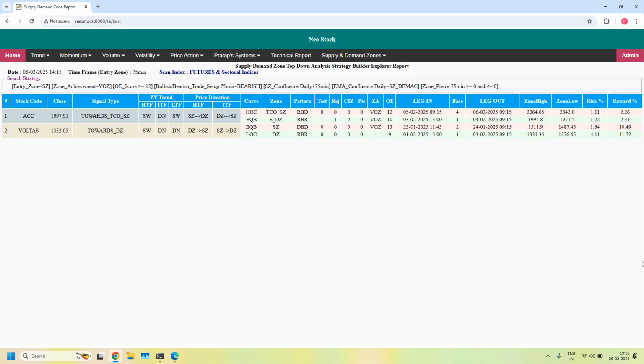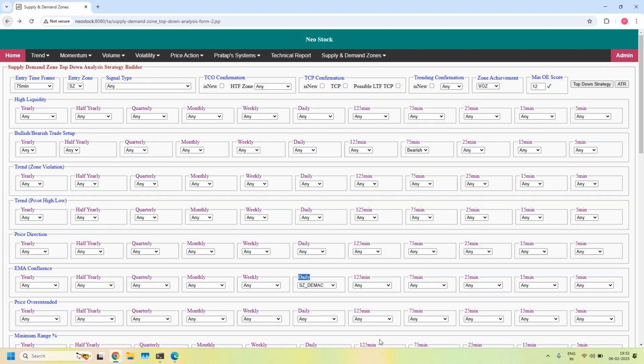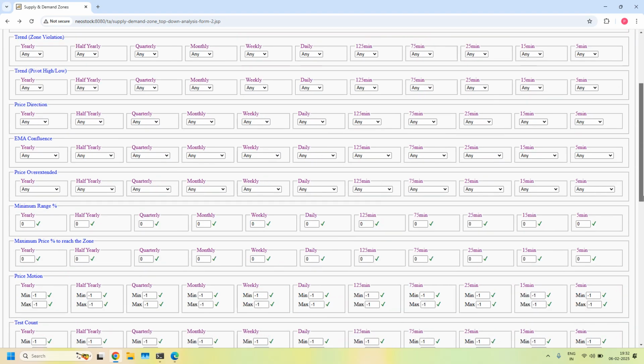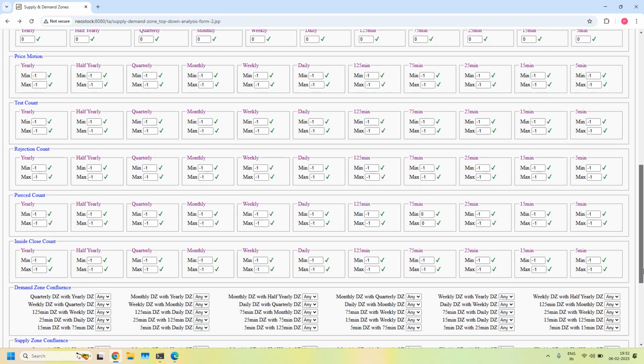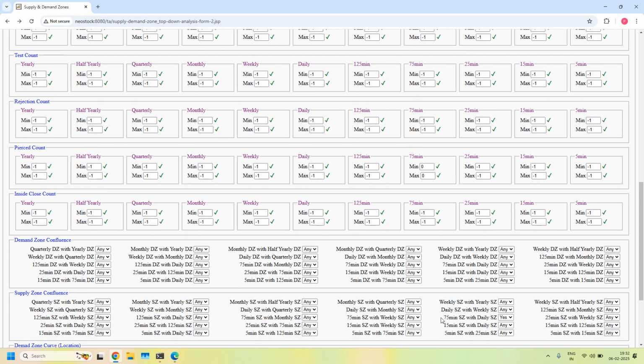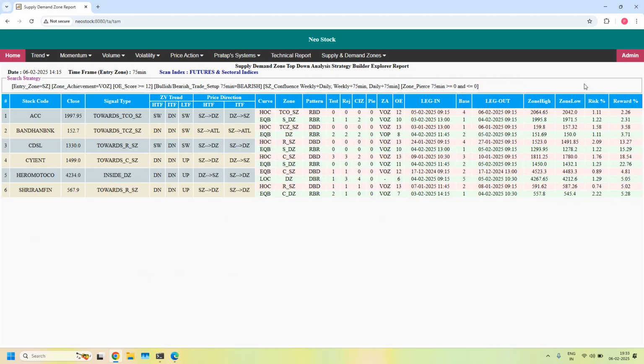Okay, next let us look for LTF, ITF and HTF supply zone confluence supported stocks. Removing EMA filter. In the supply zone confluence, 3 filters we have to set. First filter is already enabled. Second filter 75-minute supply zone with weekly supply zone confluence. Third filter daily supply zone with weekly supply zone confluence. With all the 3 filters enabled, we got 6 stocks.